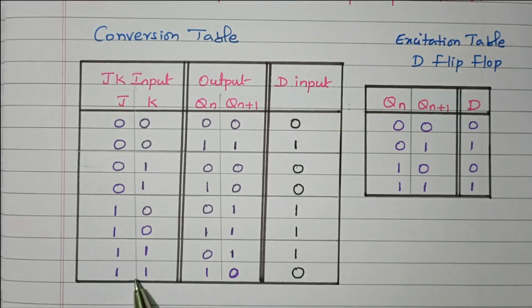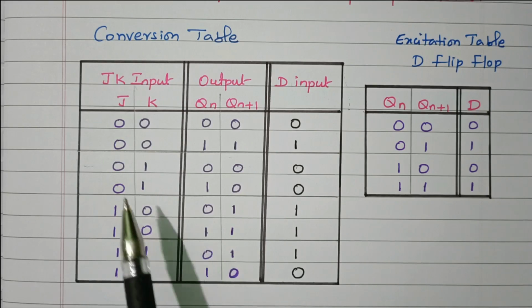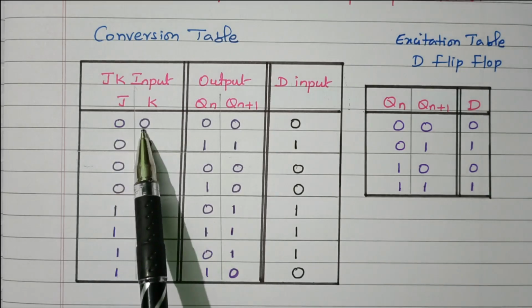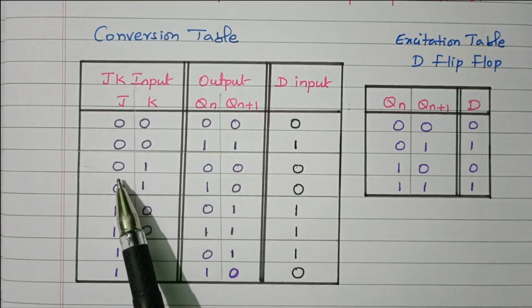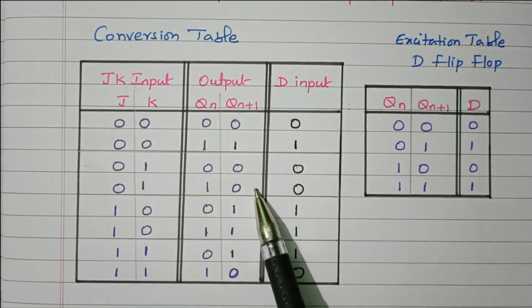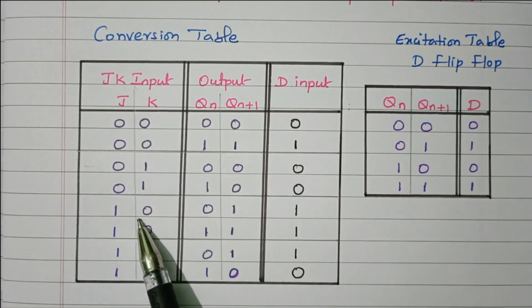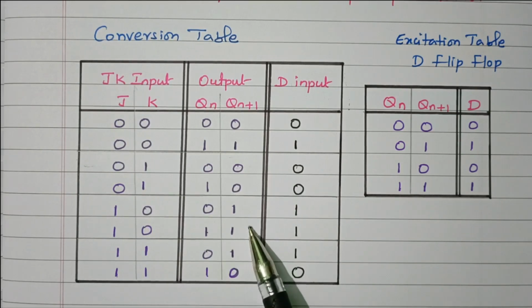If both are 1, J also 1 and K also 1, it will toggle. Present state 0 means next state 1. Present state 1 means next state 0. So this is the nature of the JK flip-flop. Both inputs 0 means no change between present state and next state. 0 1 means reset the output to 0. 1 0 means set the output to 1. 1 1 means toggle, 0 to 1, 1 to 0. Right. Now this is the truth table.